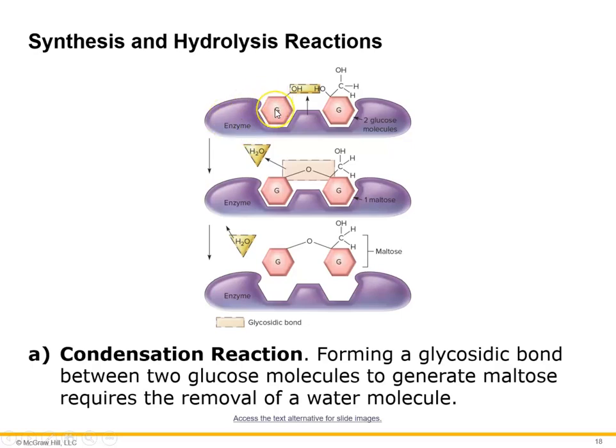So what happens is the two glucose molecules fit into the active sites on the enzyme. The enzyme changes shape a little bit, forcing these bonds closer together and is going to release a water molecule. And then the enzyme is going to change shape once more back to its original shape, and it's going to release the product, maltose. This is a synthesis reaction or an anabolic reaction because we took two smaller molecules, two glucose molecules, and built them into a bigger maltose molecule.